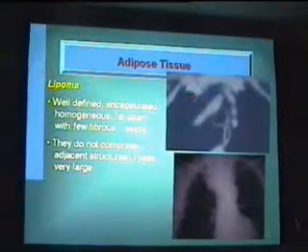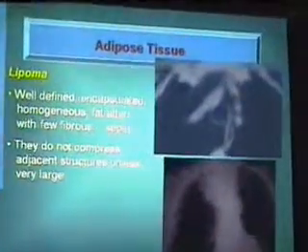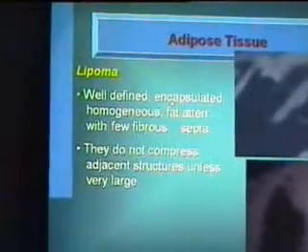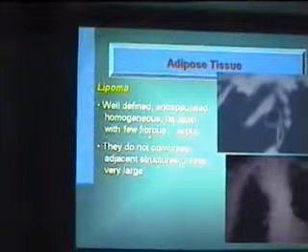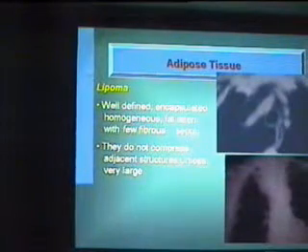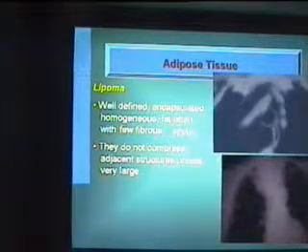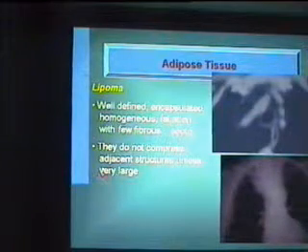But of course on CT the matter becomes clear and obvious because of the attenuation value of the fat, which is homogeneously hypointense. The lipoma is well defined, encapsulated, with homogeneous fat attenuation, sometimes with a few fibrous septa, as we saw in the fat infiltrating the thymus, lipoma of the thymus. They do not compress adjacent structures unless very large.